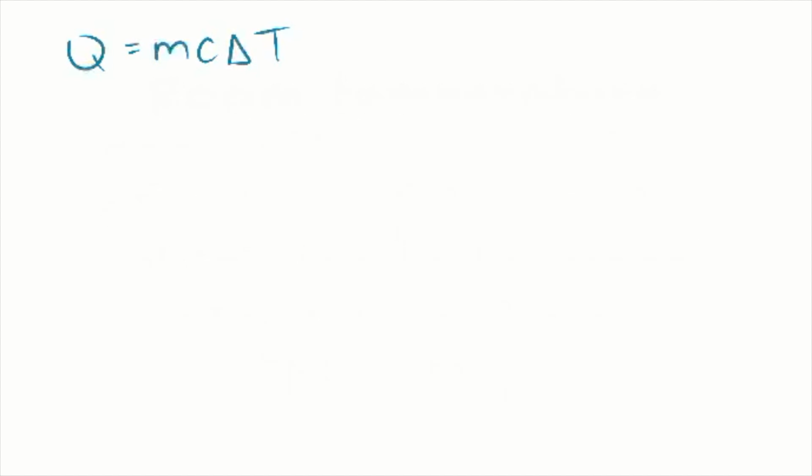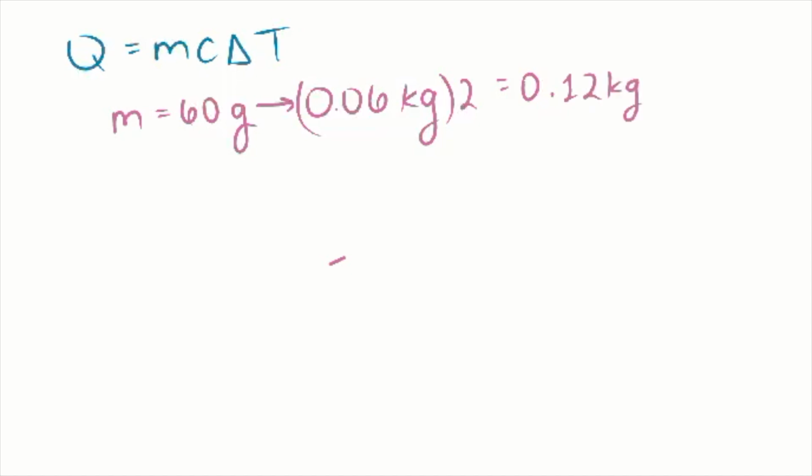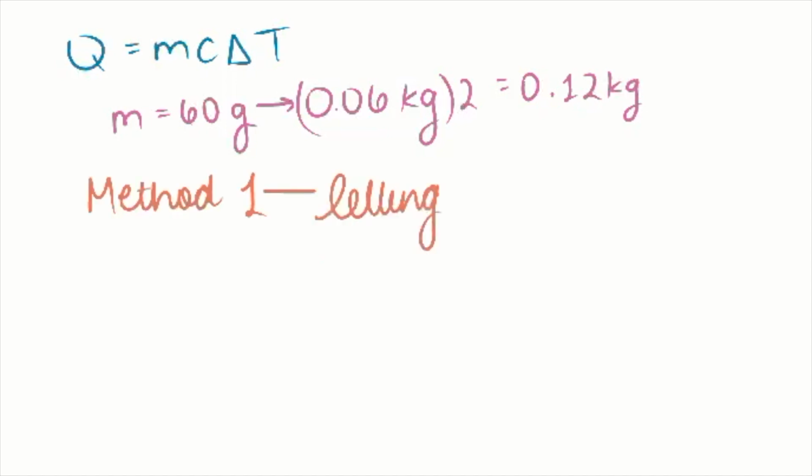Process, since we're trying to see how much energy is needed to heat up the eggs from refrigerator temperature to room temperature, we're going to use the equation Q = mcΔT. For the mass, one egg weighs 60 grams, so in kilograms that's 0.06, and I multiplied it by 2 because we're putting 2 eggs into the batter, so in total we get 0.12 kilograms.